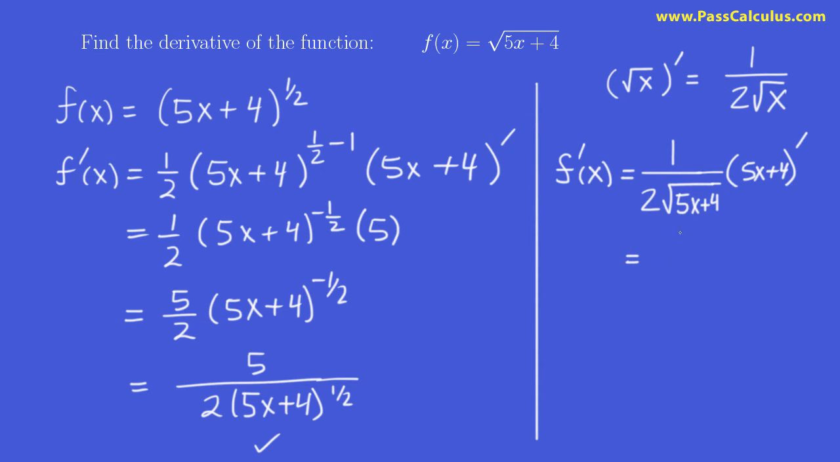And then this kind of takes us a little bit quicker to what we want. We can finish this off really easily now. The derivative of 5x plus 4 is just 5. And I'll put that on the top.